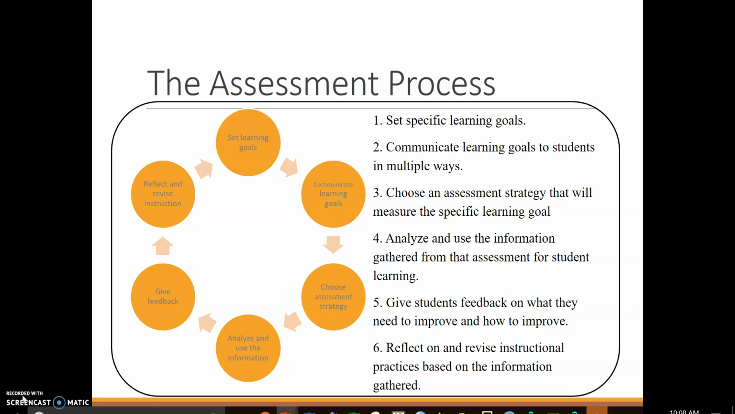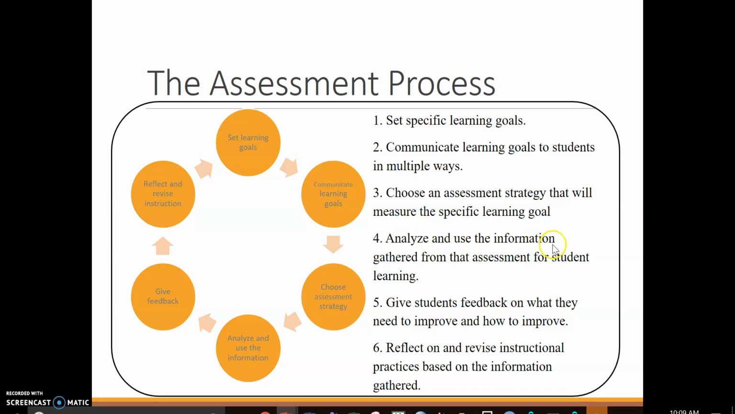And so there's kind of 6 things that happen within this assessment process. You set a goal, you communicate the goal to students, you choose an assessment strategy to measure the goal, you analyze and use the information from the assessment, you give students feedback on what and how to improve, and then you reflect on and advise your instruction. This can happen over the course of a unit. This can happen over a single lesson.